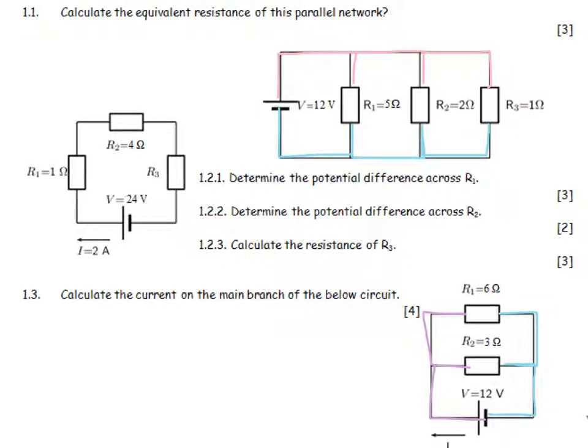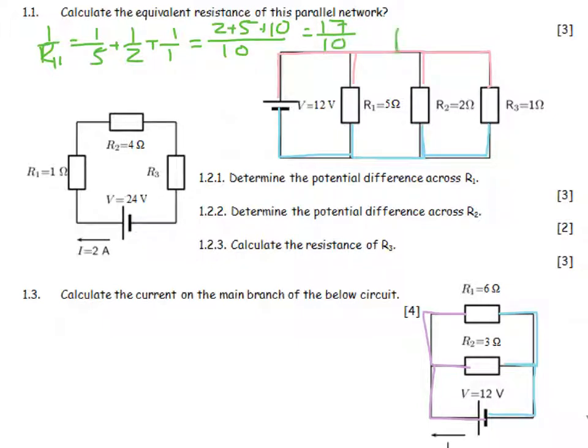Right, you have to calculate the equivalent resistance of the parallel network. Well, the first thing is that this entire circuit is in parallel, so it's fairly easy. 1 over R parallel is equal to 1 over 5 plus 1 over 2 plus 1 over 1. Find a lowest common denominator of 10: 2 plus 5 plus 10, and you'll end up with 17 over 10.